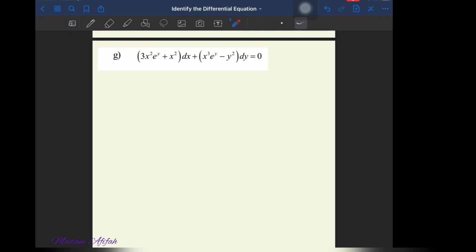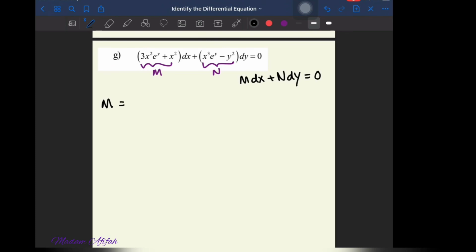Okay, so the given differential equation is in the form of M dx plus N dy equals to 0. So you can start with exact equation, because the given differential equation is already in the general form of exact equation. So start with this one first. Test whether this is an exact equation or not. If it is not an exact equation, then we proceed with another 3 possible equation. Okay, so from here, clearly this is your M and this is your N.